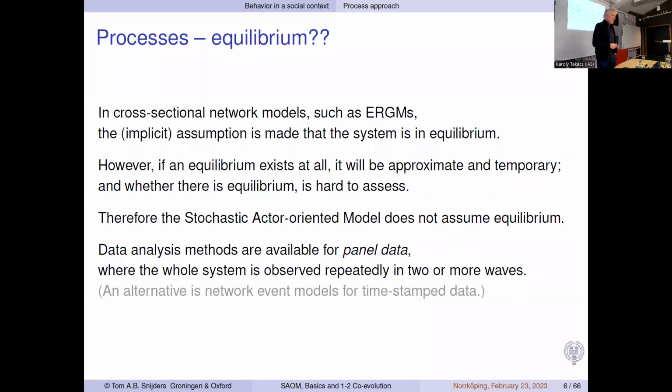I would like to make a little step aside back to cross-sectional modeling. In networks, we've got the exponential random graph model, the ERGM, as a well-known cross-sectional network model. But when you apply a cross-sectional network model like an ERGM or a stochastic block model, then you make the implicit assumption, or explicit, that the system is in equilibrium. And I think that that assumption often is wrong, and it hardly ever can be really checked.